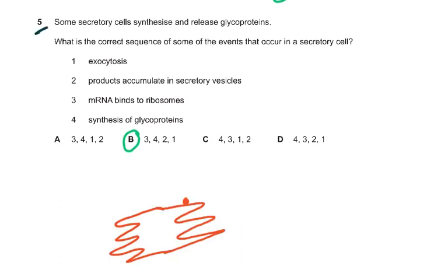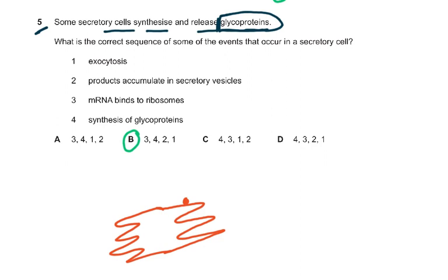Question 5. Some secretory cells synthesize and release glycoproteins. You know glycoproteins: glyco, G for glycogen, G for Golgi apparatus, proteins made on the fixed ribosomes. Because you remember, if anything has to be thrown out of the cell, it has to be an extracellular protein. It has to be made on the fixed ribosomes, because that's going to be packaged and sent to the Golgi, and then the Golgi vesicles are going to bud off, and then it's going to go to the cell membrane and exocytosis.